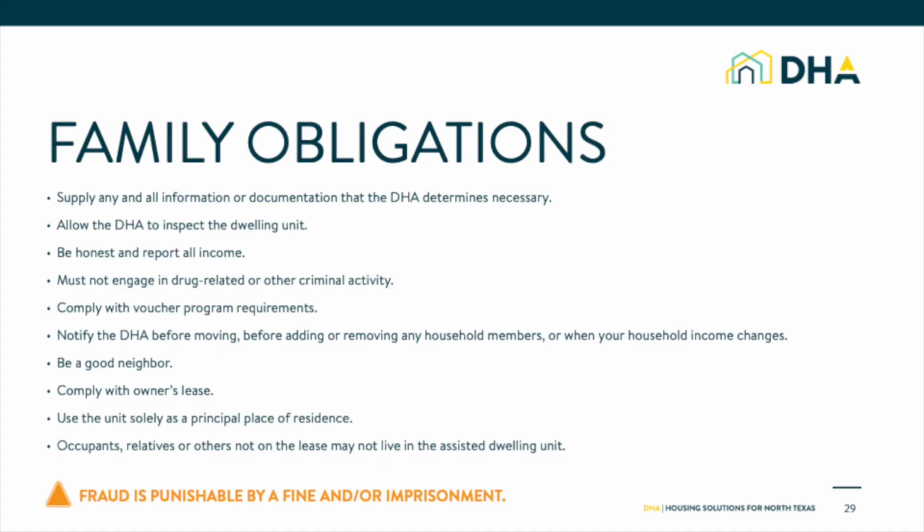The family obligations are: Supply any and all information or documentation that the DHA determines necessary. Allow DHA to inspect the dwelling unit. Be honest and report all income. Must not engage in drug-related or other criminal activity. Comply with the voucher program requirements. Notify DHA before moving, before adding or removing any household members, or when your household income changes. Be a good neighbor. Comply with the owner's lease. Use the assisted unit solely as a principal place of residence. Occupants, relatives, or others not on the lease may not live in the assisted dwelling unit.